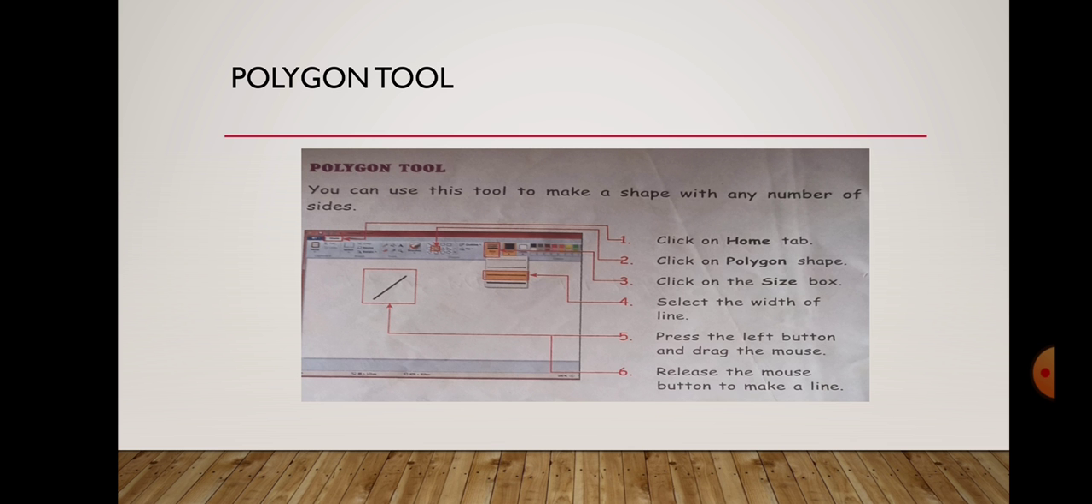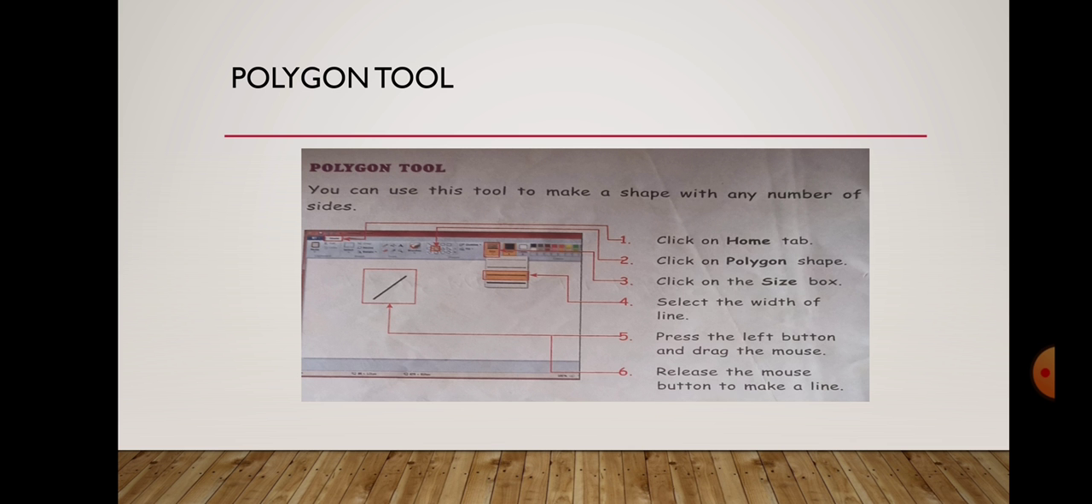Okay, so first of all, how are we going to get to this tool? Again, we have to click on the Home tab. Then we will click on the polygon shape. And then we will click on the width of the line, whether we need it thick or thin. Then we will press the left button and drag the mouse, and then release the mouse to make a line. So the following type of line will appear on the screen.